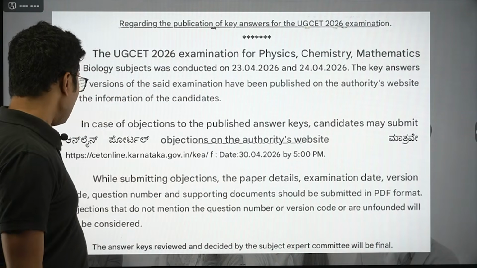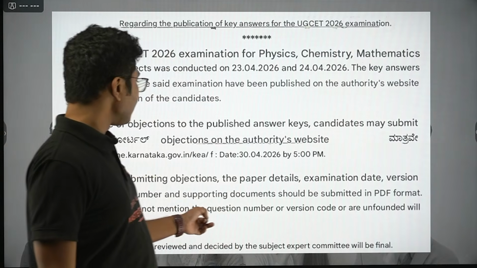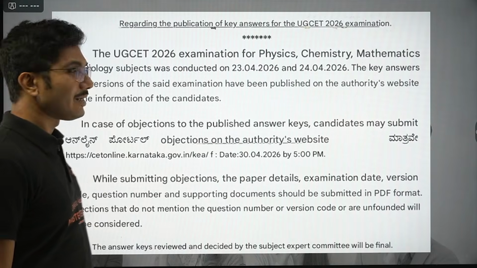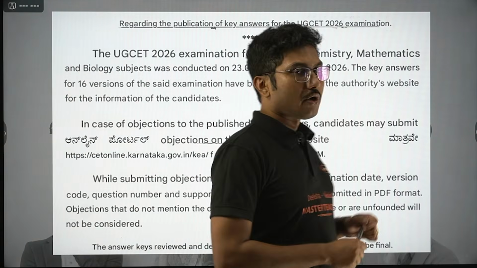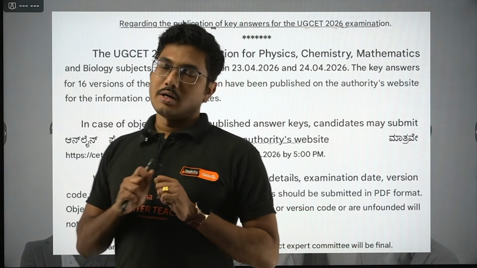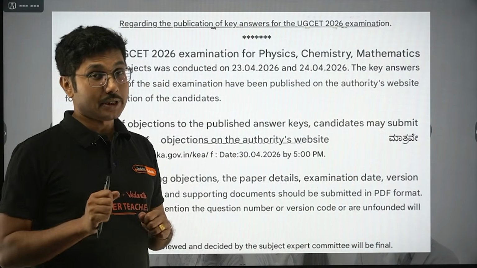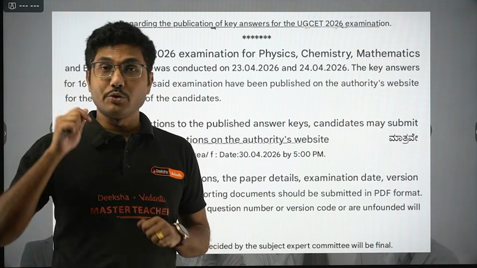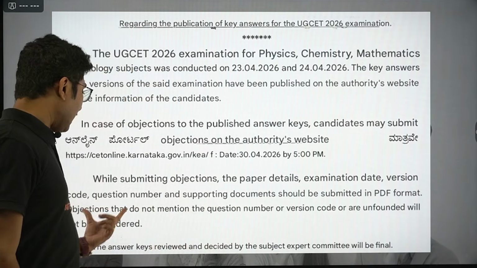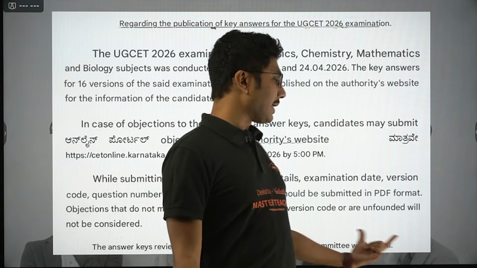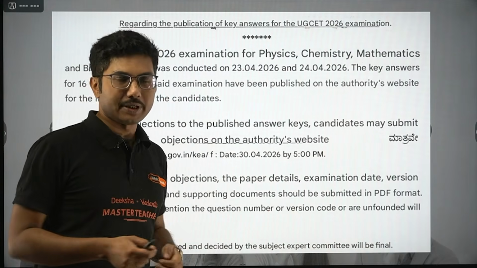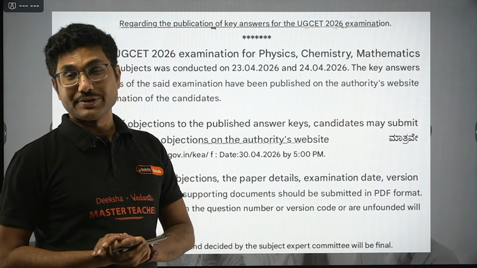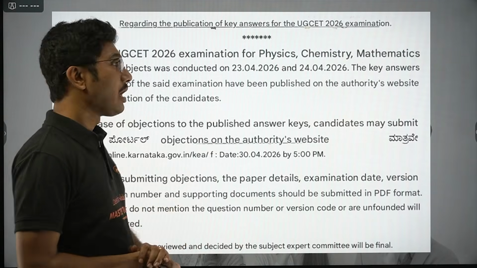Okay. Objections that do not mention the question number or version code, or are unfounded, will not be considered. So if you are not mentioning the version code, question number, etc., the objection will not be considered. So be very careful if you are raising any objections. You have to mention the version code, subject key, etc. The answer key reviewed and decided by the subject expert committee will be final. So even if you submit the objection, it may not be accepted. Whatever the subject committee decides will be the final decision.